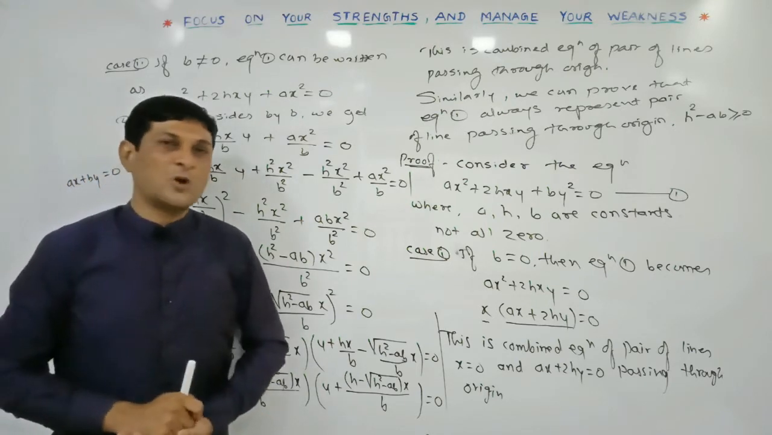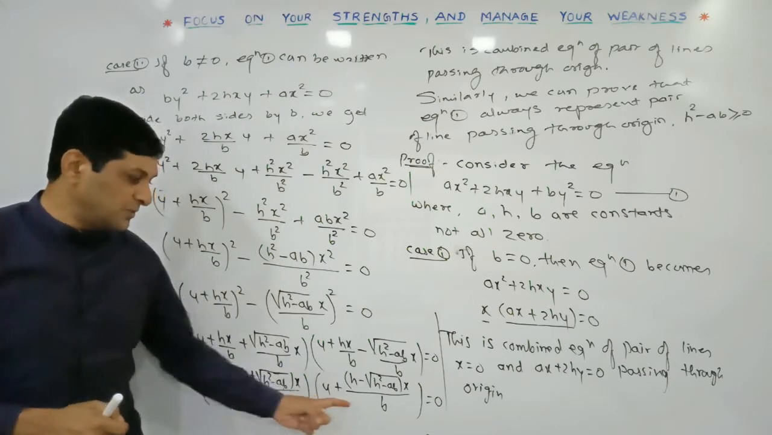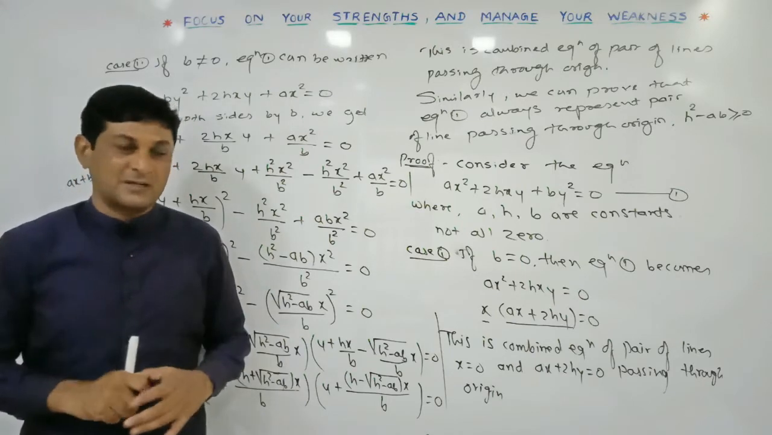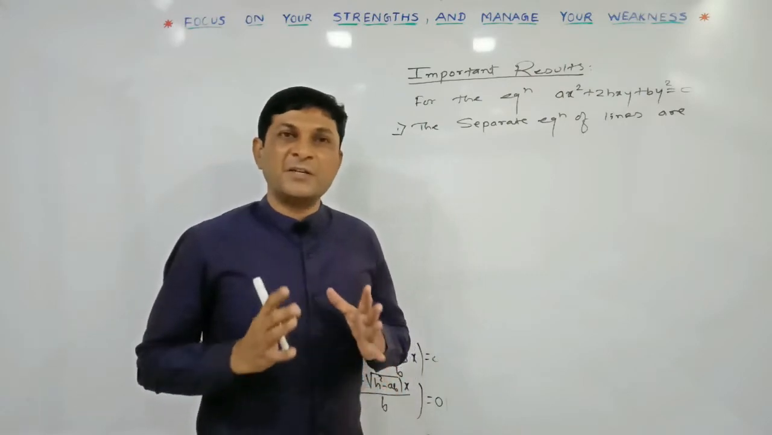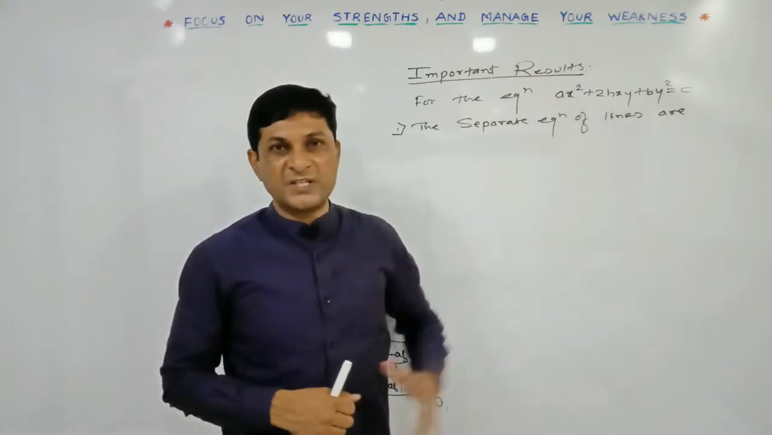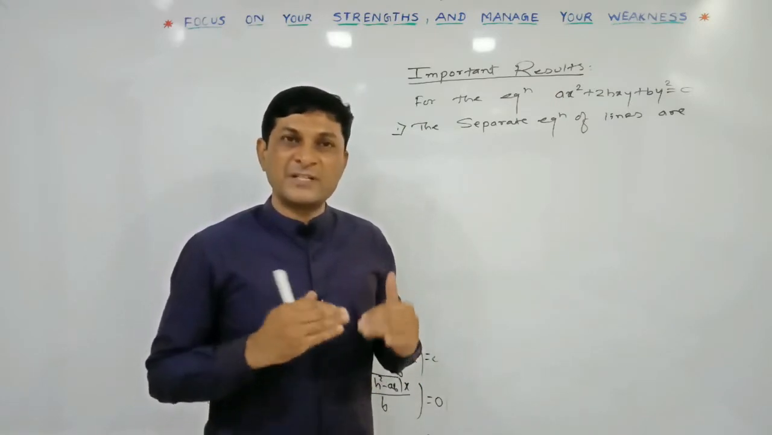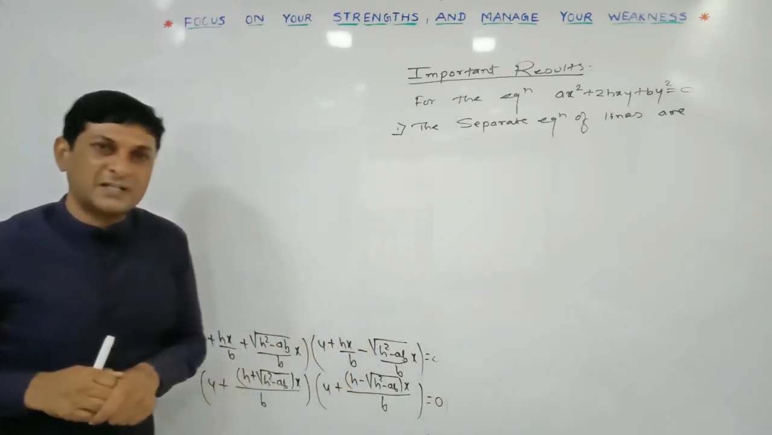In this way we have proved the second very important theorem. Now using these two expressions we will try to find all the results related to the homogeneous equation. So now we are discussing the important results for the homogeneous equation, and we are going to discuss them using the results which we got in the last theorem.